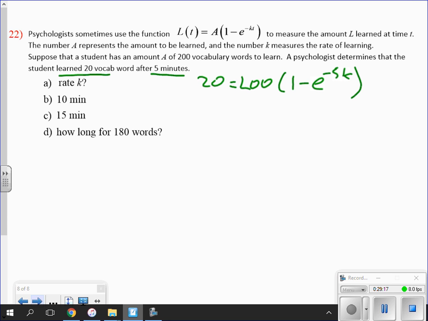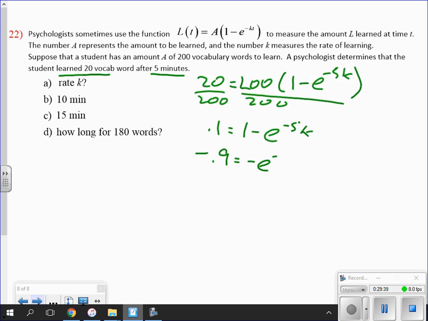First step, divide both sides by 200, and you get 0.1 equals 1 minus e to the negative 5k. Subtract 1 from both sides: negative 0.9 equals negative e to the negative 5k. And here's our first problem. I have negative e. I need to have positive e.